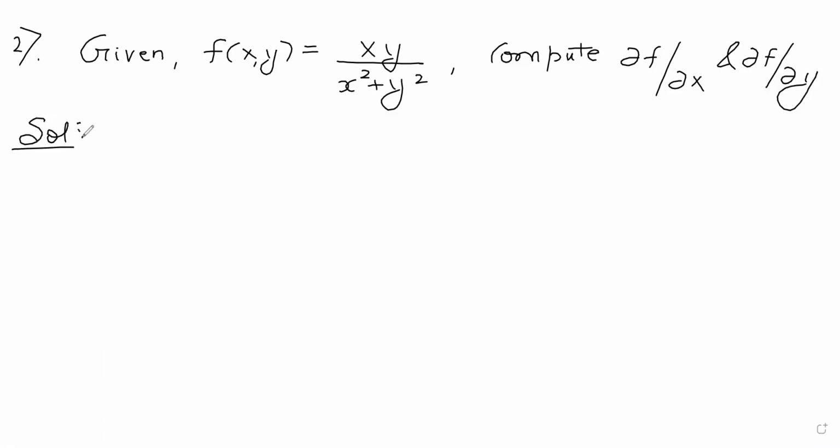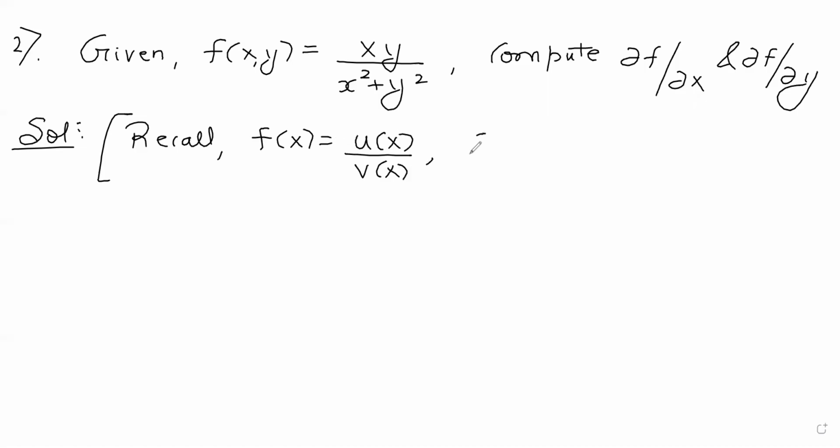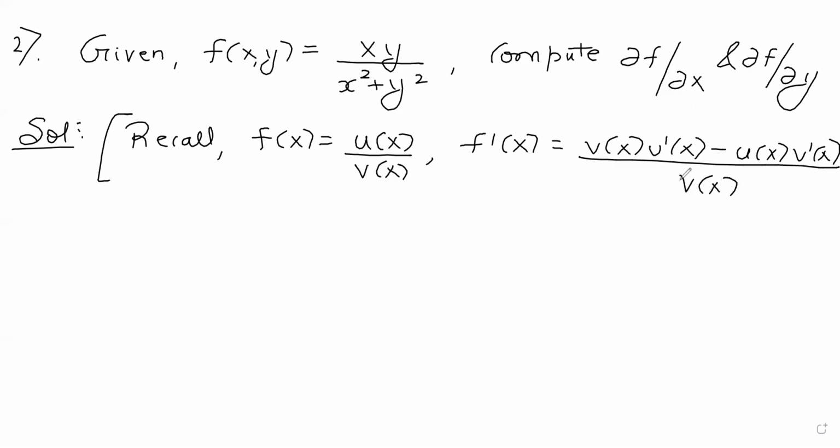Let's solve this. We are now going to apply the quotient rule. Okay, all students can recall, if f of x is equal to u of x by v of x, then the quotient rule tells us f dash x is equal to denominator into derivative of numerator minus numerator function into derivative of denominator function, upon the square of the denominator function. This is the very famous quotient rule in differentiation.